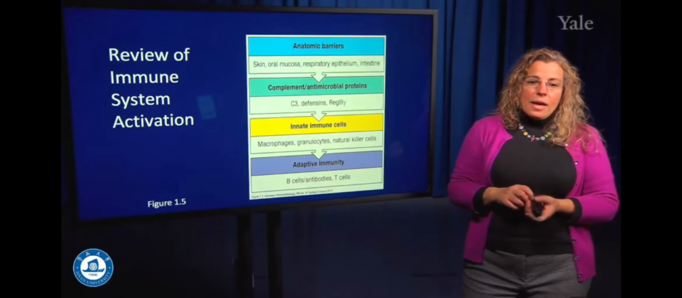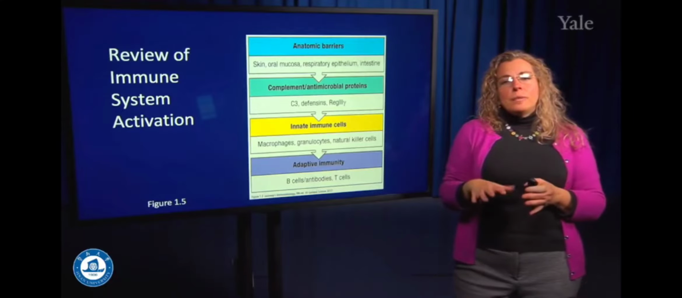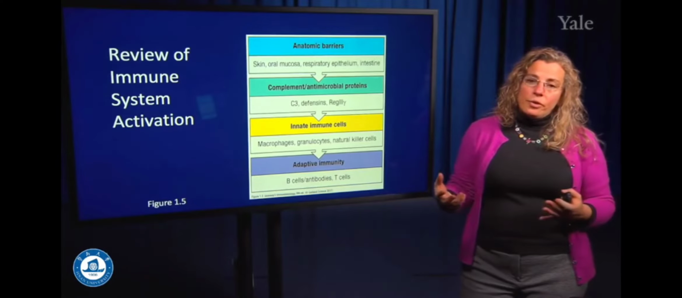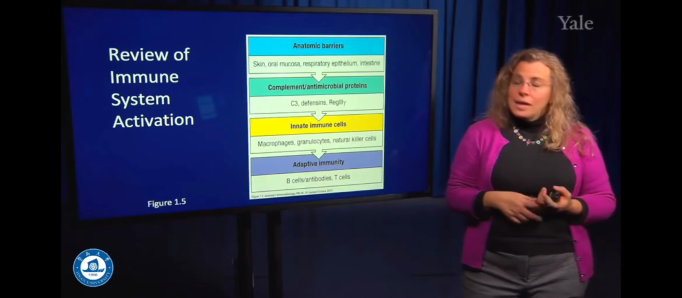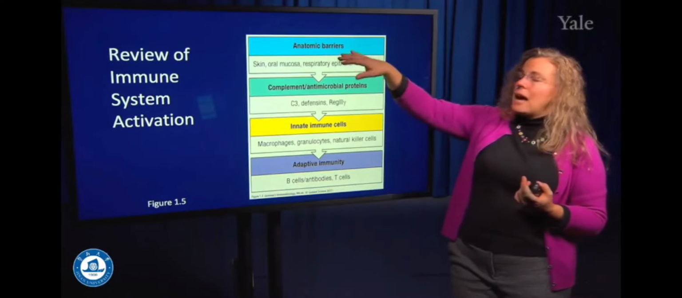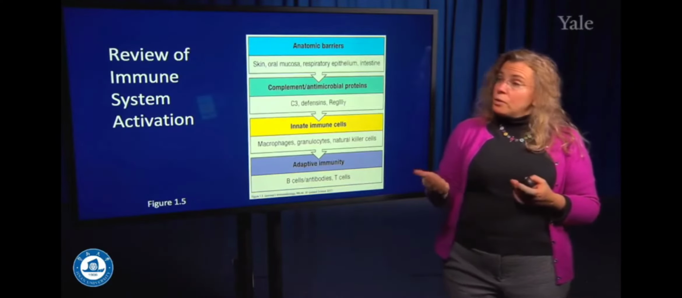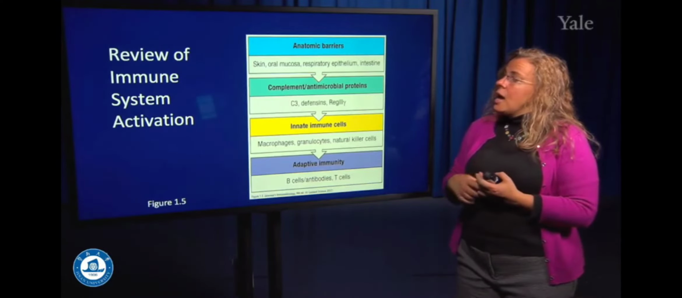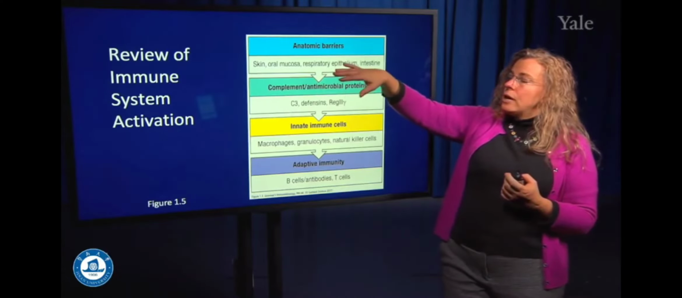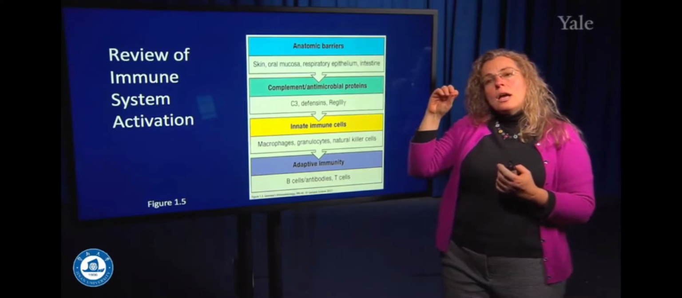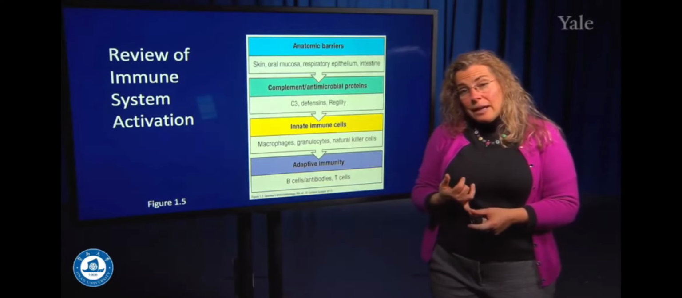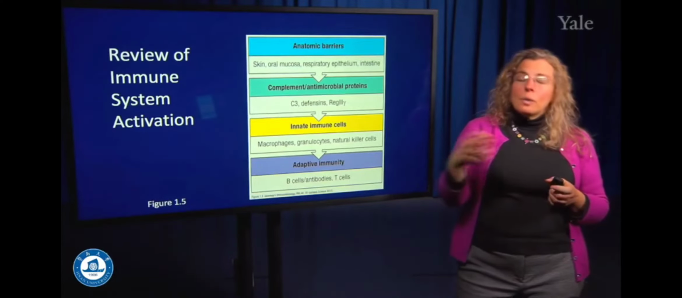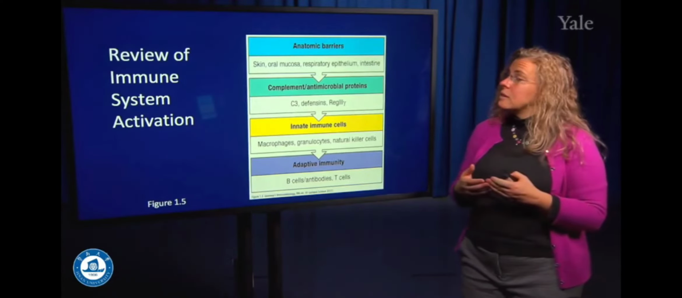So I want to spend the last few minutes sort of reviewing everything we talked about today with our broad overview of how the immune system works. So first, we have our anatomical barriers. They can be physical, remember, like your skin or the movement of the cilia in your lungs. You can have chemical barriers like the low pH in your stomach, or enzymes that are in things like saliva or tears that can break down some proteins. So that's your first barrier.